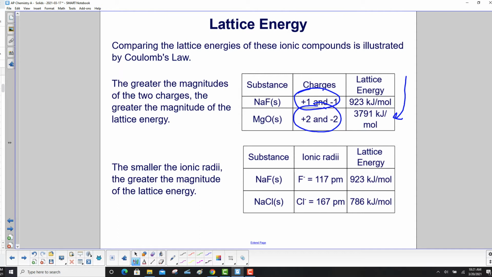The smaller the atomic radii, the greater the magnitude of the lattice energy. All right, so here's our atomic radii for fluorine and for chlorine. So the lattice energy is going to be bigger with the smaller ionic radius of fluorine. And you can see 923 kilojoules per mole versus 786 kilojoules per mole.